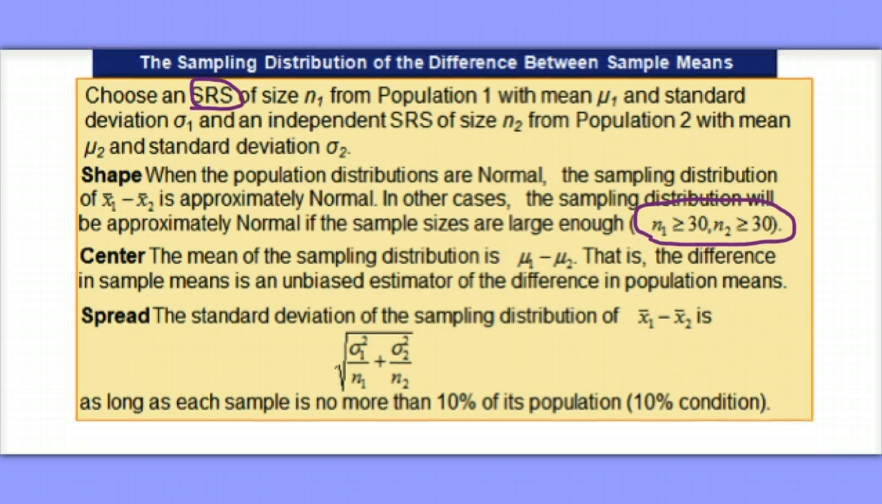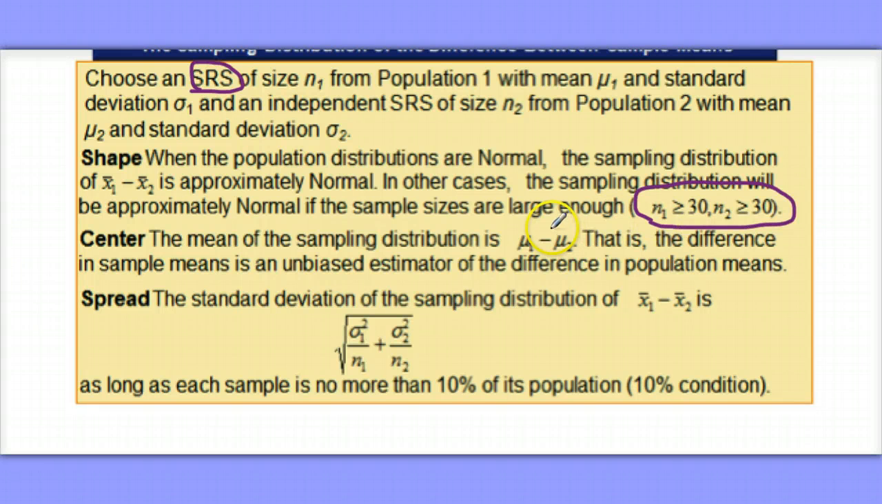As far as center, the center would be centered at the difference of your sample means. So the difference of the sample means is an unbiased estimator of the difference in population means. We talked about unbiased estimators also back in chapter 7. That is that it is centered at the true difference in the population means.